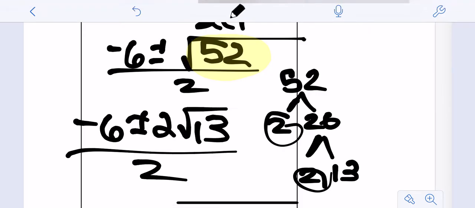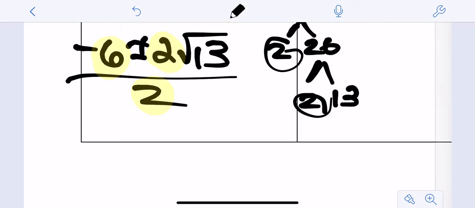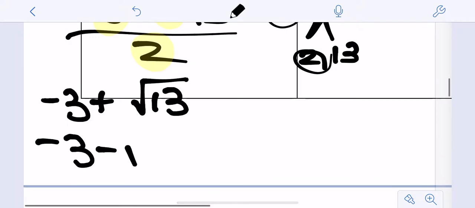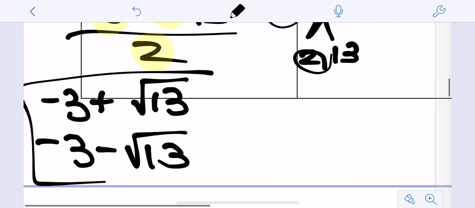Now, everything here, all the numbers 6, 2, and 2, remember, we're not going to go in the radical. Those are all divisible by 2. So I'm going to divide everything by 2. So it'd be -3 plus 1 radical 13 and -3 minus radical 13. And that would be my solutions.